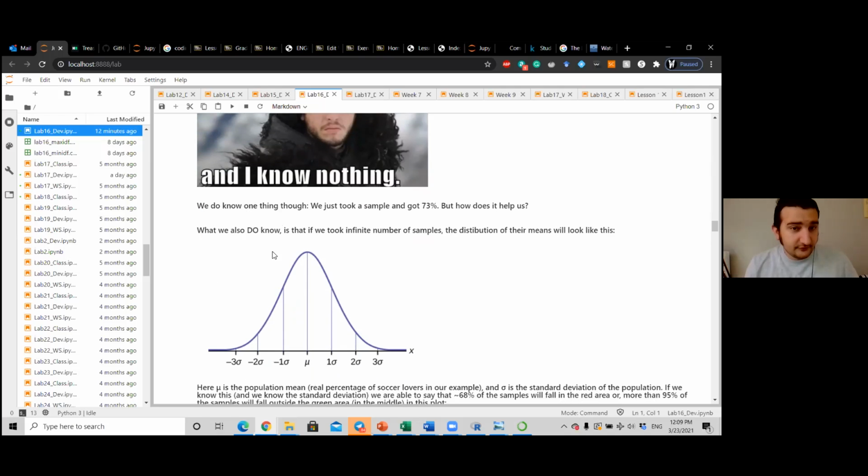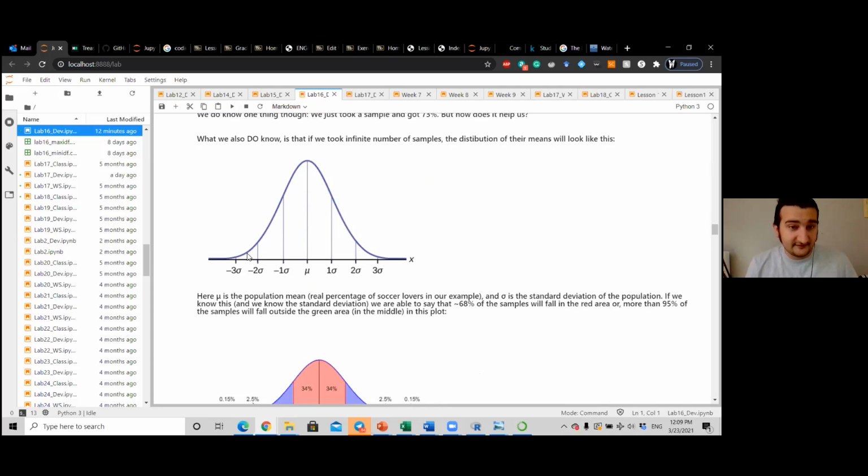What we also do know is that if we took an infinite number of samples, the distribution of their means will look like this. Do you remember this from the God mode? What kind of distribution is this? A normal curve, a normal distribution, or bell curve. Where is the center of a normal distribution? At the 50th percentile. Correct. At its mean, which for a normal distribution is equal to the median.